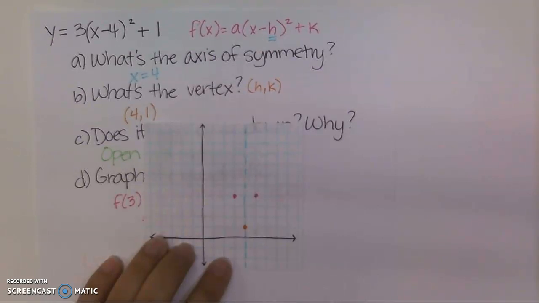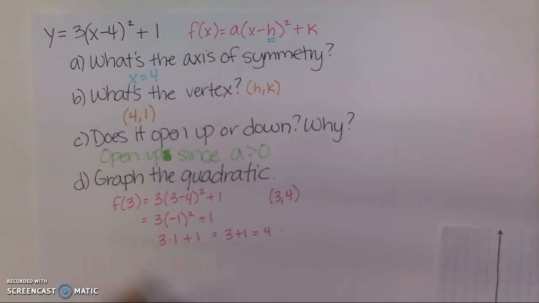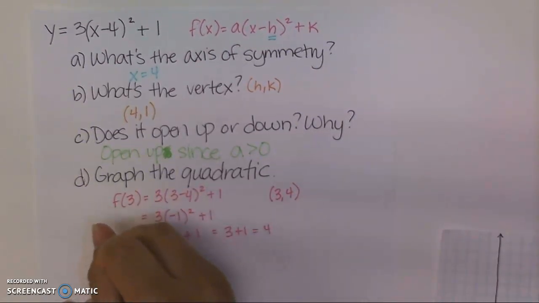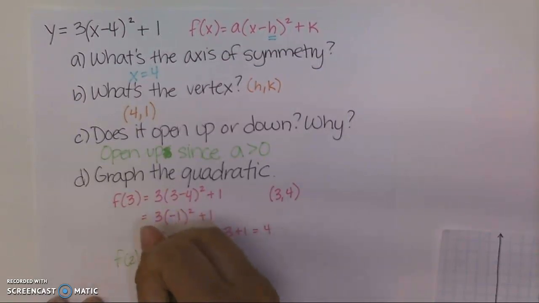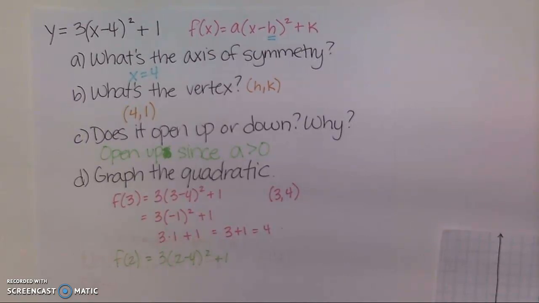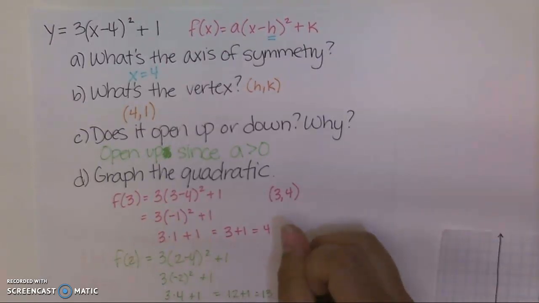Just so that I have a decent idea, it might go off the graph, but I'm going to just check. I'm going to also plug in 2. So f of 2 equals 3 times 2 minus 4 squared plus 1. So this would be 3 times -2 squared plus 1, which is 3 times 4 plus 1. Sure enough, it's going to go off the graph because 12 plus 1 is 13.